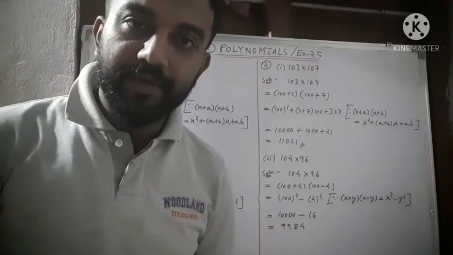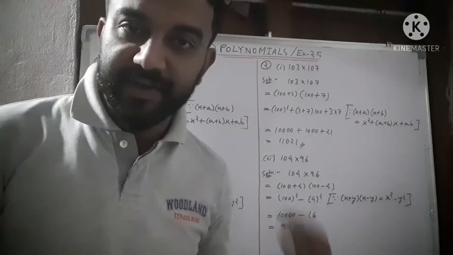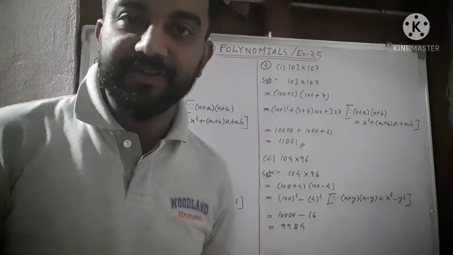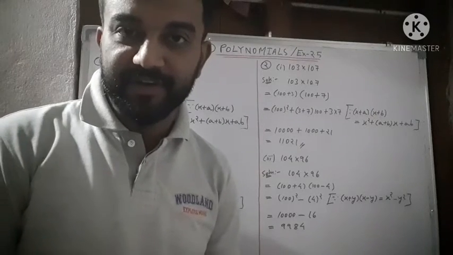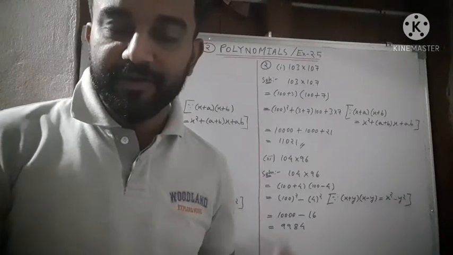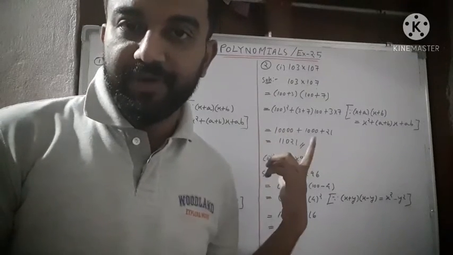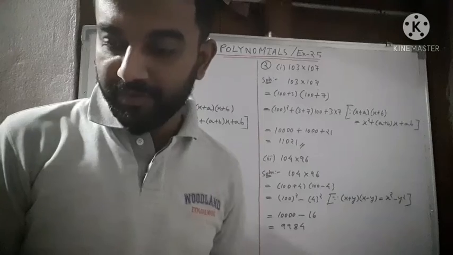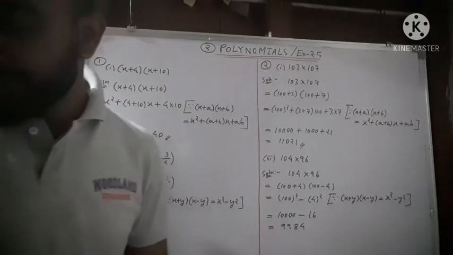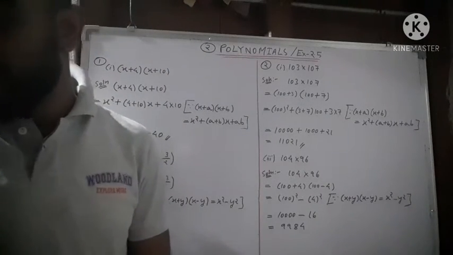Good morning, children. Today we will continue discussing the second chapter, that is polynomials, exercise 2.5. In the last class we have already discussed the algebraic identities. So in today's class we will be discussing exercise 2.5. So let's move to the first question. Use suitable identities to find the following products.